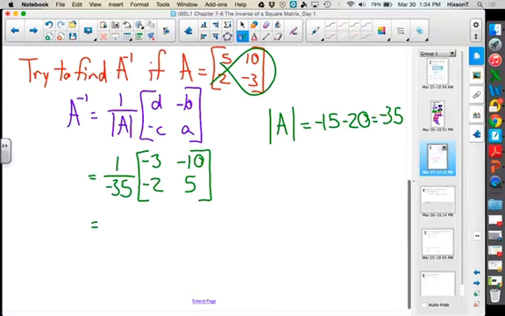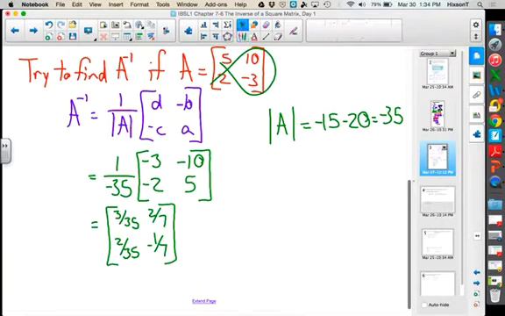Now you just have to be careful with your arithmetic. Positive 3/35, positive 10 over 35, which is 2/7, positive 2 over 35, and then negative 5 over 35, which is -1/7. It's much faster. With 2 by 2 matrices, this method is pretty much always going to be the fastest method you'll use. Is there any reason why it's D, B, C, A?